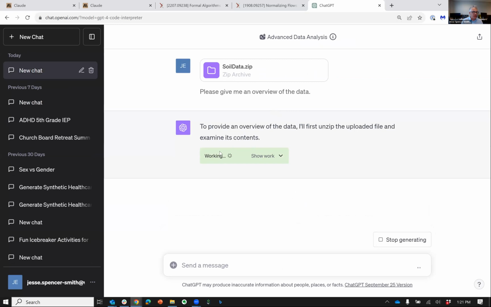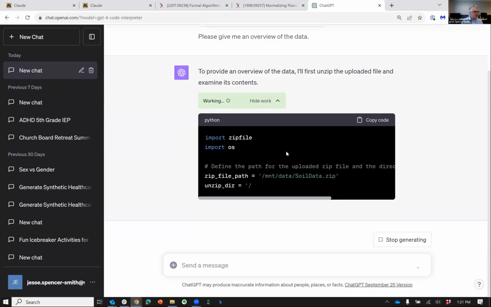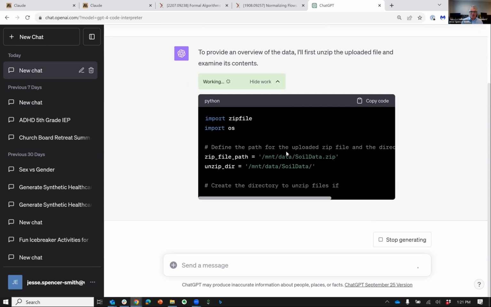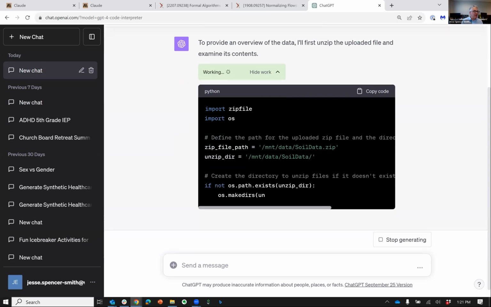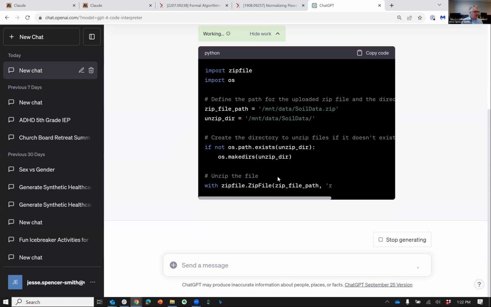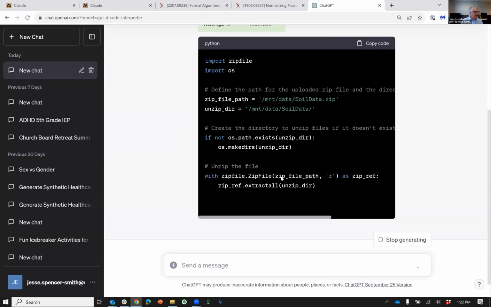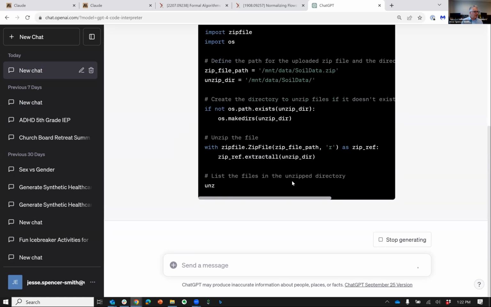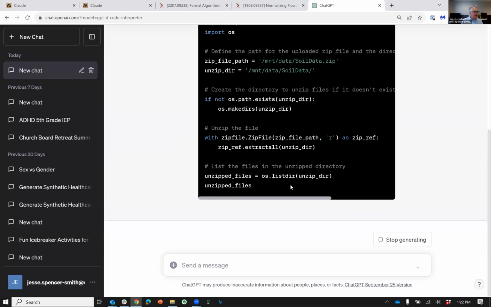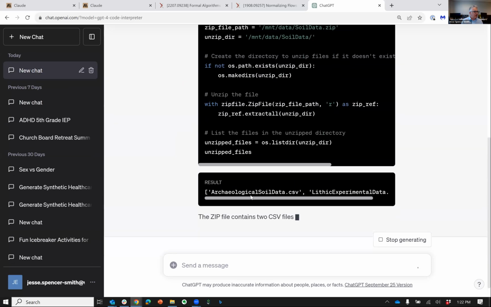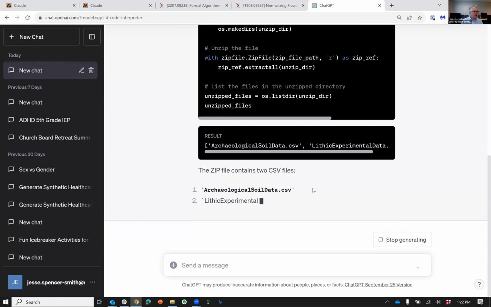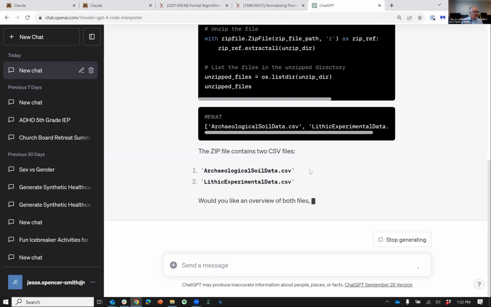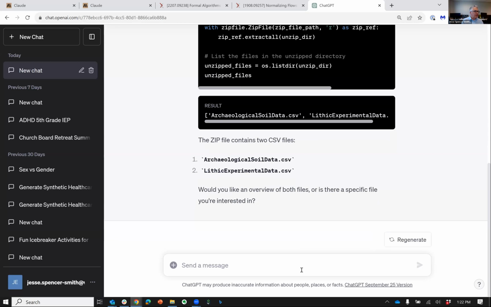Notice what it's doing right here. It says working. If you explore what this is doing, it's making a tool. It's making a tool first to unzip. Then when it unzips, it's going to be loading them up. It's going to list the files. It's going to unzip them. So great. It contains two files, archaeological soil data and lithic experimental data. Would you like an overview of both files, or is there a specific file you're interested in?